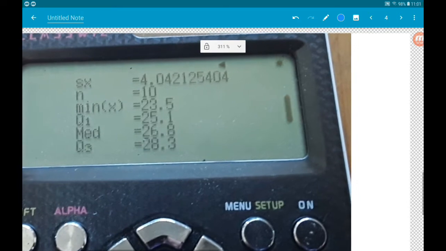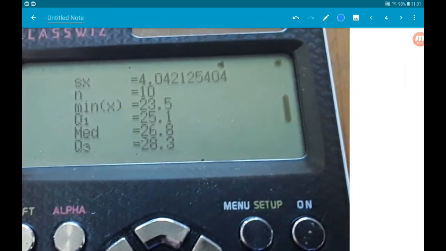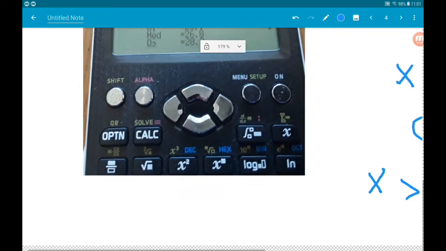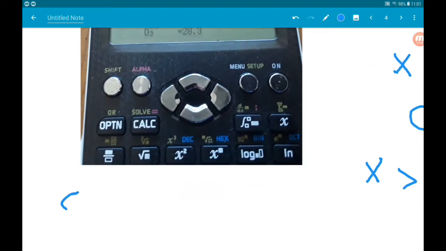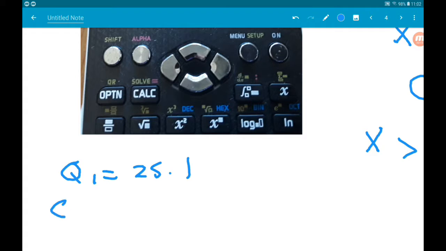So, Q1 is 25.1, Q3 is 28.3, so Q1 is 25.1. Q3 is 28.3.